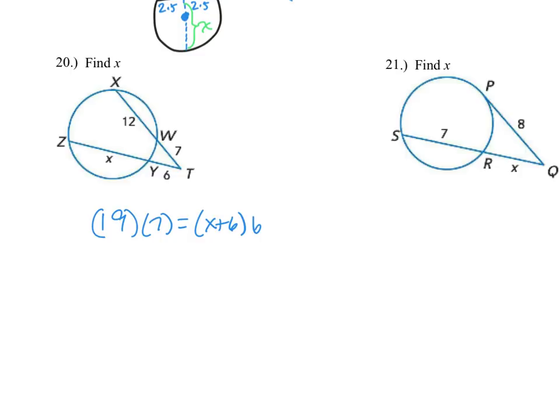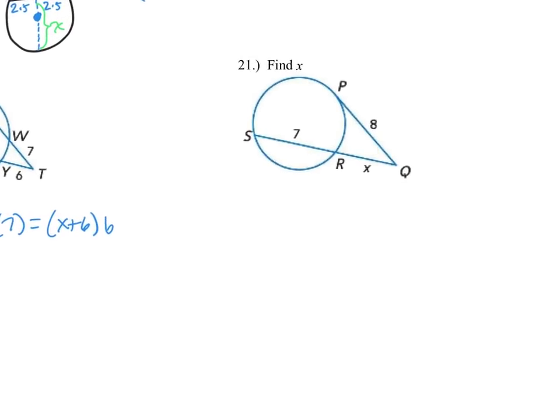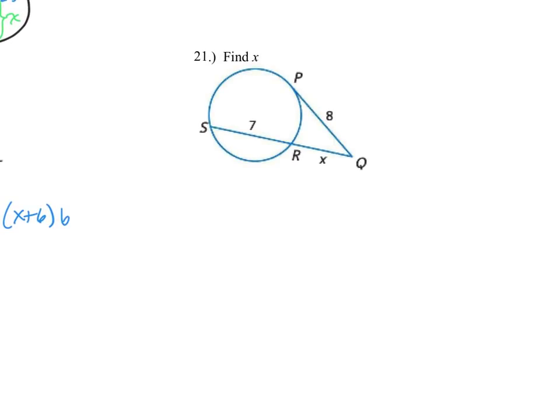And then number 21, same idea in general, except this time, instead of two secants, you're looking at a tangent and a secant. So it's the same idea. You take the entire segment times the outside part. Well, for this tangent, the entire secant and the outside part are the same thing. So we'd have 8 times 8, or 8 squared, is equal to the product of the other entire secant, which is 7 plus x, times the outside part, which is just x.